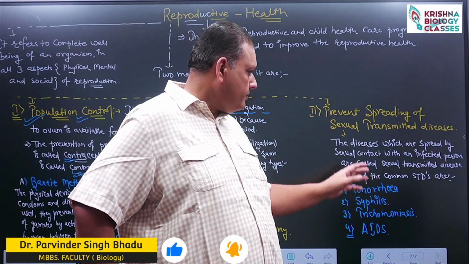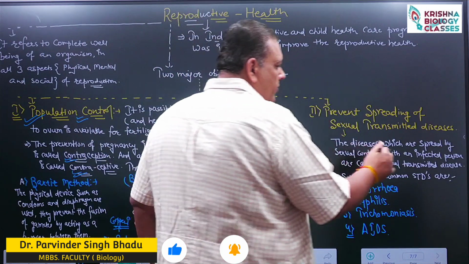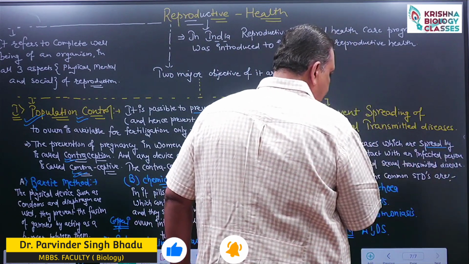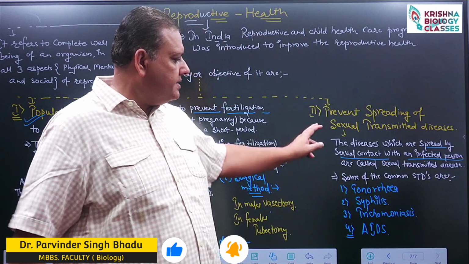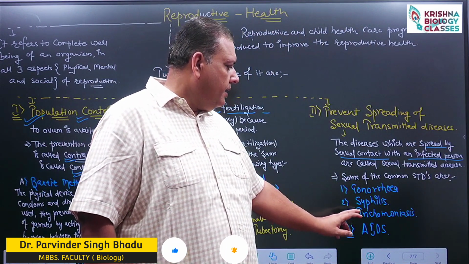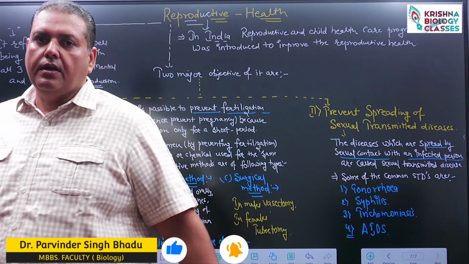Now, sexually transmitted diseases are the diseases which spread by sexual contact with an infected person. Their examples are gonorrhea, syphilis, trichomoniasis and AIDS. It's all about this topic.